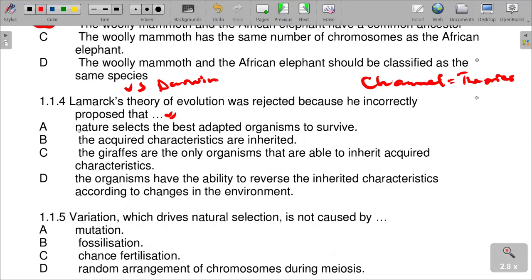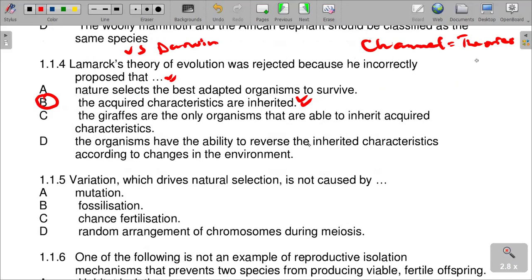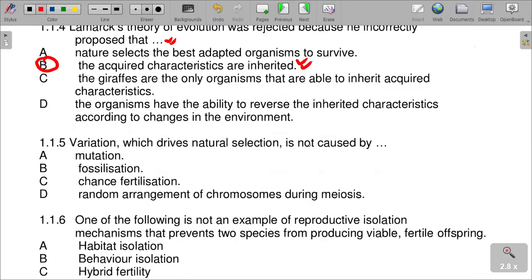So the Lamarck theory was rejected because acquired characteristics are not inherited. We said that acquired characteristics are not inherited. These are characteristics an organism gets through its lifetime, so they are not inborn. They are not genetically influenced. So acquired characteristics are not inborn, I mean, are not inherited. That is the major reason why the theory was rejected.